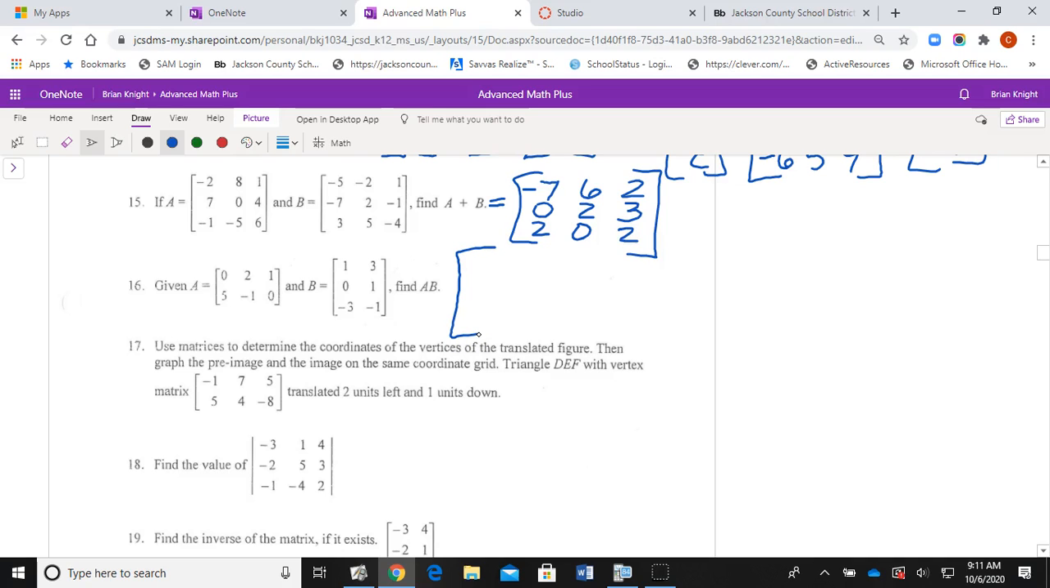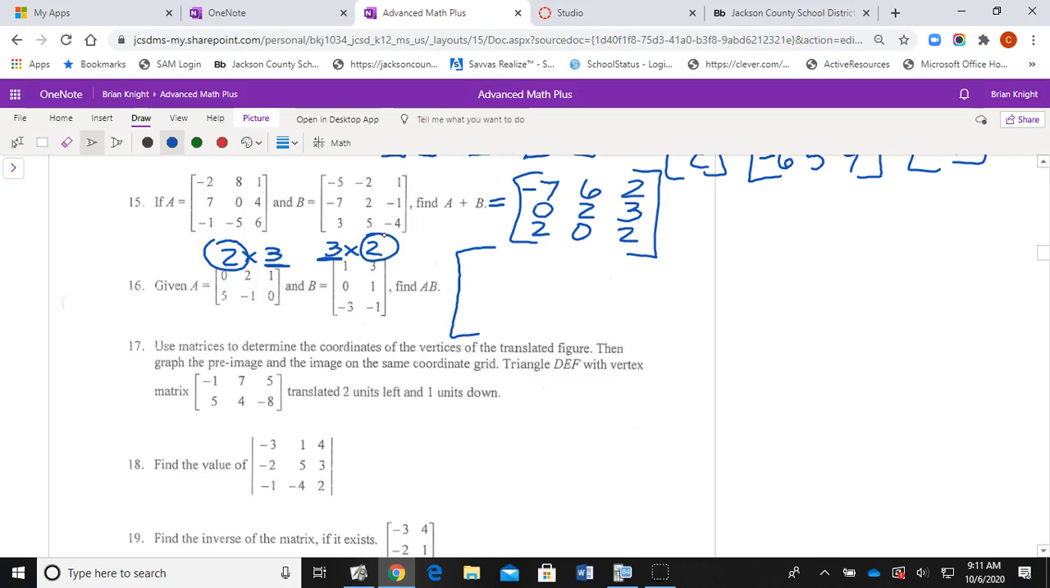First off, in order to multiply them, remember, how big is this matrix? It's 2 by 3. And this one is a 3 by 2. These two inside numbers have to be the same in order to multiply matrices. How big is my answer going to be? It's a 2 by 2.